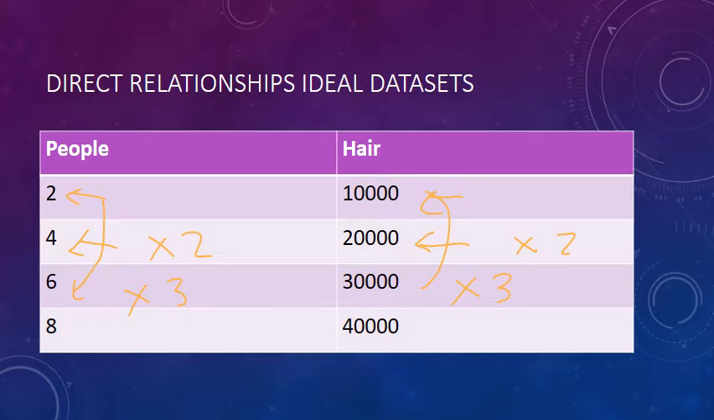You could also look at this in reverse. If we start off with 8 people and we quarter the number of people that we have, go from 8 to 2 people, well, the hairs are going to quarter as well, going down from 40,000 to 10,000 hairs.